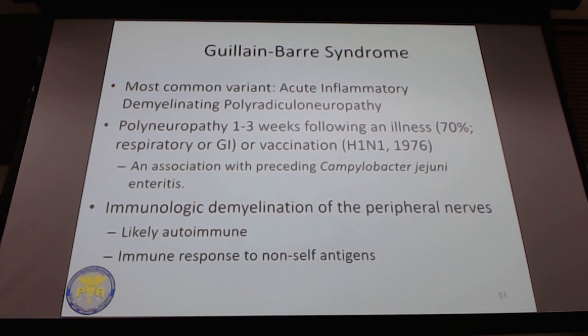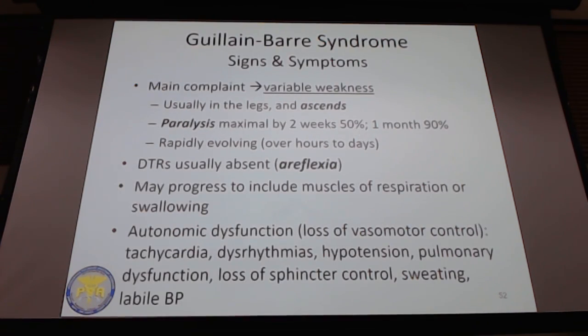So this is immunologic demyelination of the peripheral nerves. So this is likely autoimmune. And this is an immune response to non-self antigens. So we're probably fighting Campylobacter, and some of those autoimmune response cells are just attacking our own cells, okay?